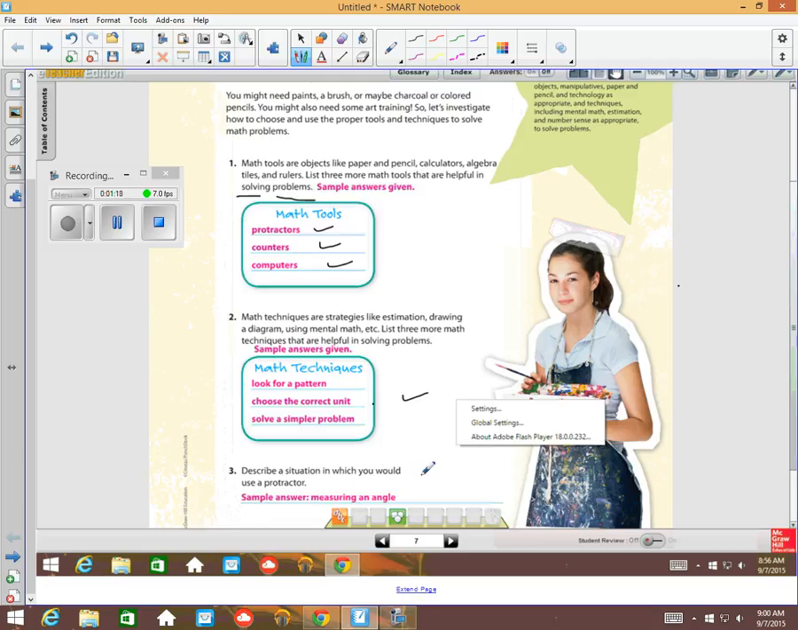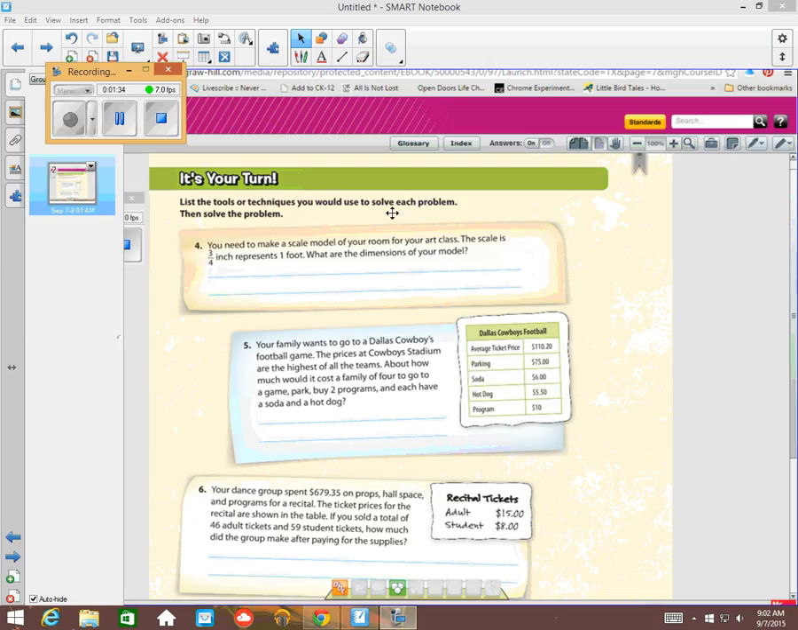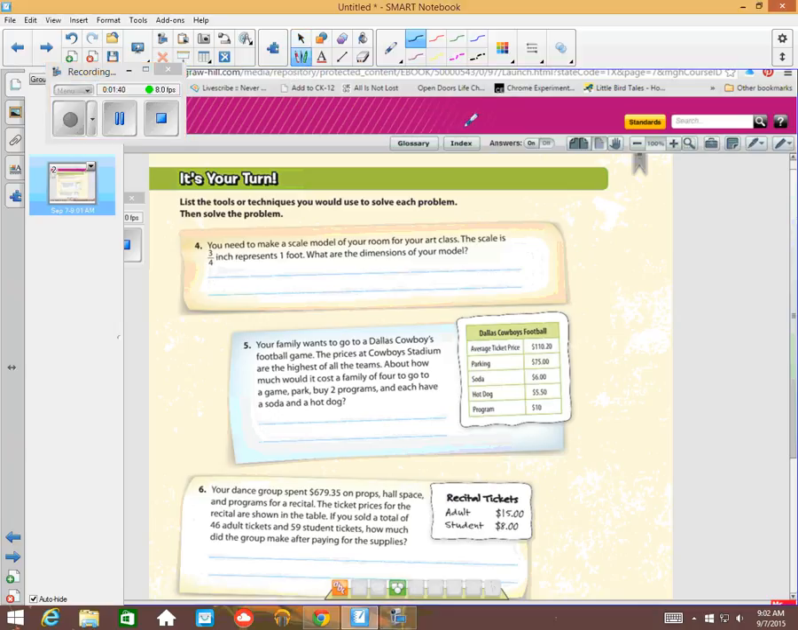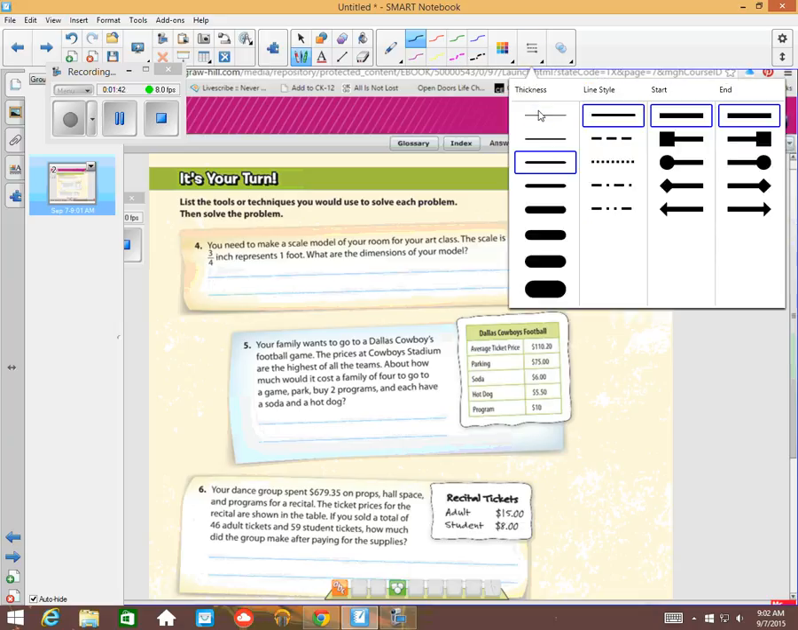And describe a situation in which you would use a protractor. Now, protractors were used long ago. I don't know if they're still used a lot, but a person would use a protractor to measure an angle. And I can show you a picture of one in class if you're interested. Now, these questions I want you to figure out on your own. I don't have the answers listed there. I believe it's something that you can do.